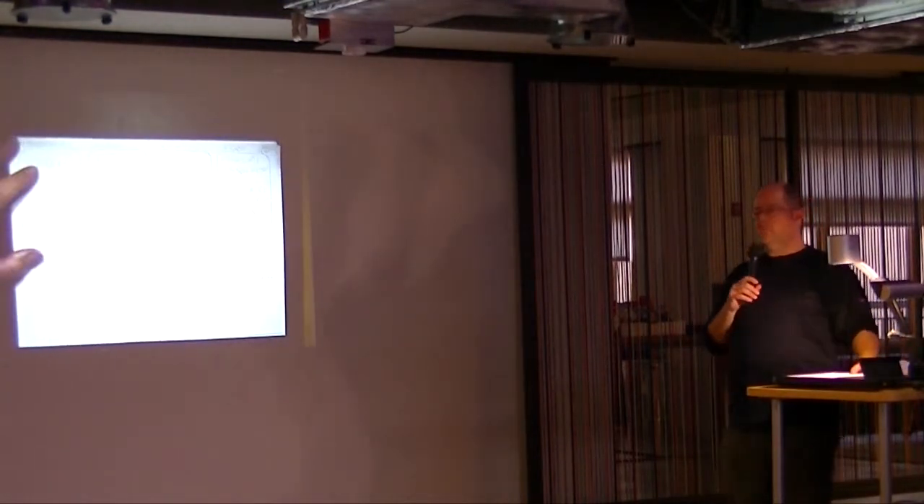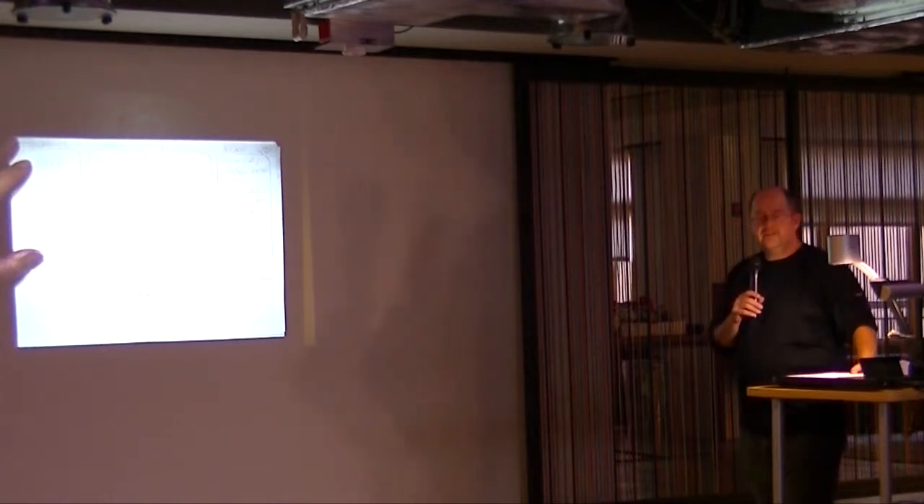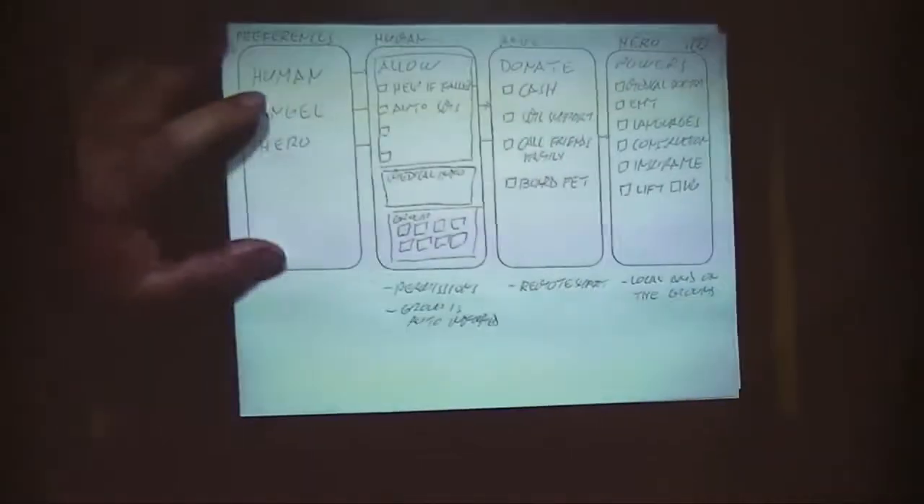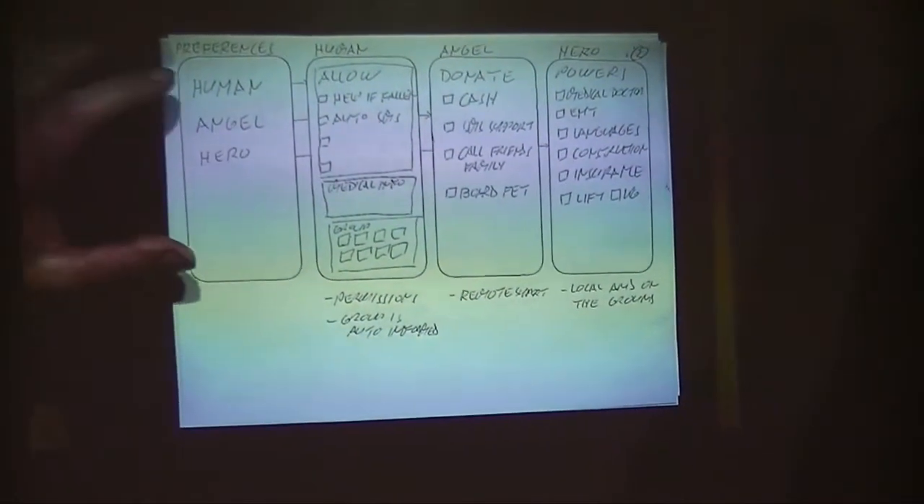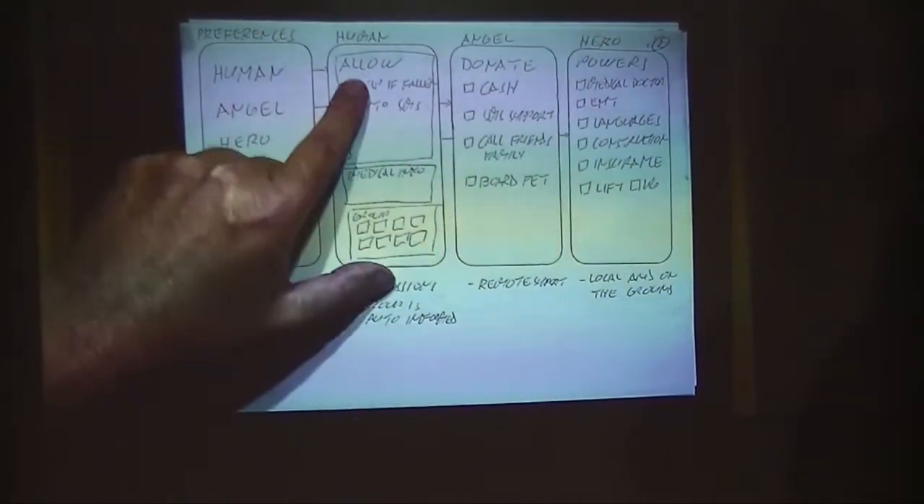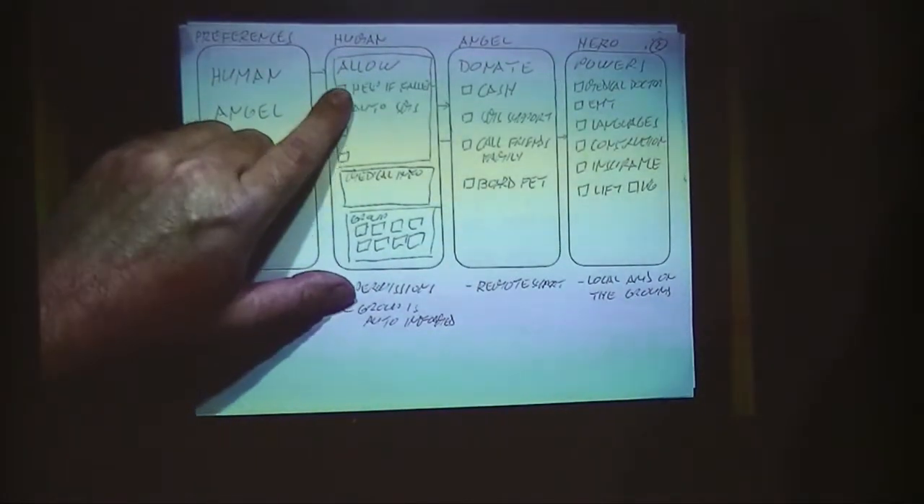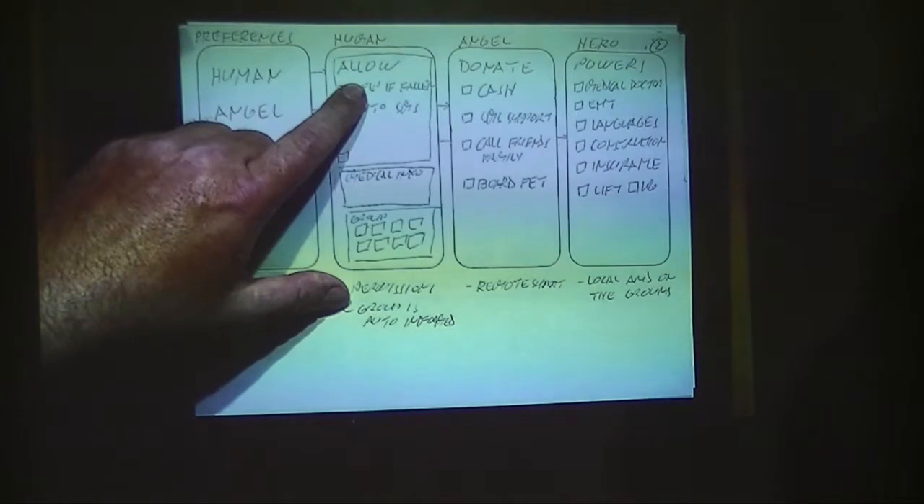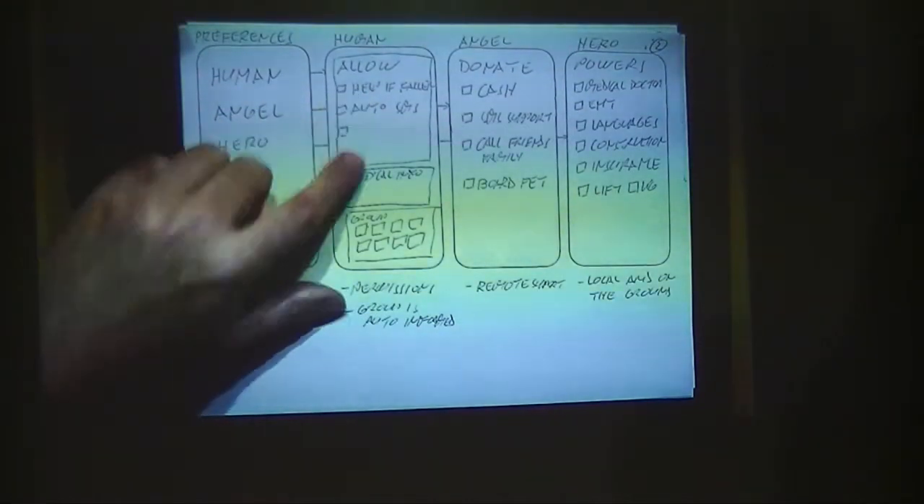Now here we come to the preferences screen. And in this situation, you are either a human, you're an angel, or you're a hero. A human is just a normal person and you decide what you want to allow. So for example, do you want an alert to go out if you fall? Or do you not want anybody to know that you fall?